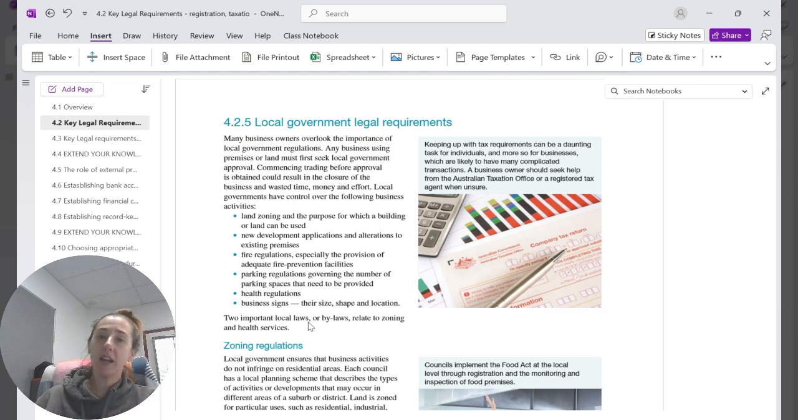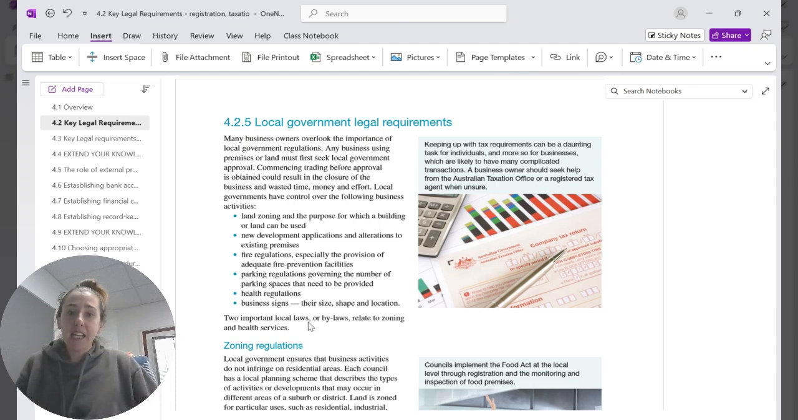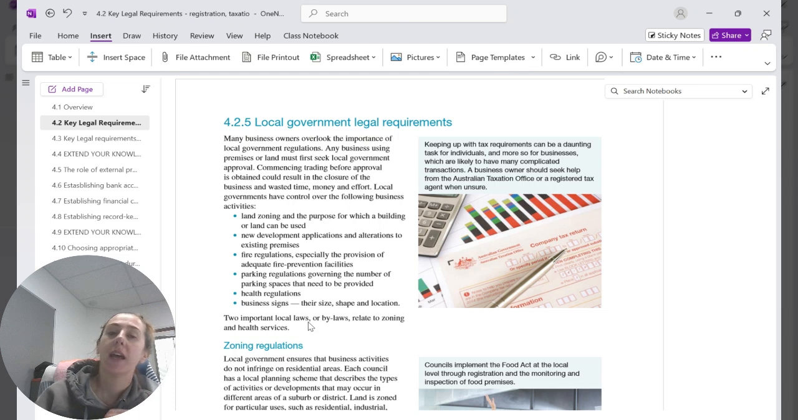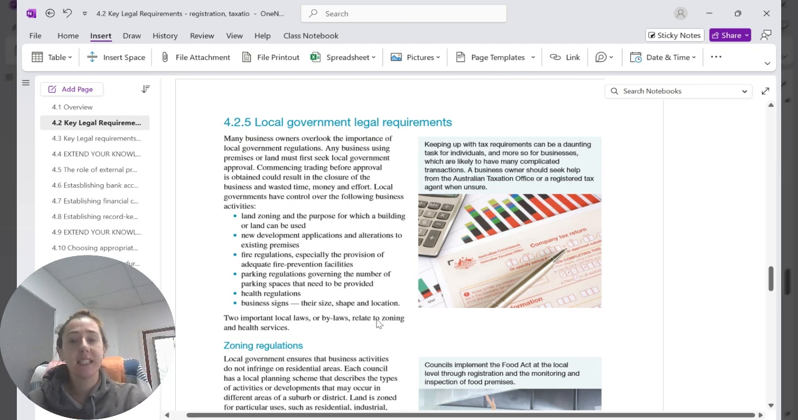Whilst they take time and money and effort, failure to do these can again cost you time in operation. So you could be forced to close your business, you could be forced to redo signage and pay all of that out of your own pocket. So getting these right is important. Two important local laws or bylaws relate to zoning and health services.